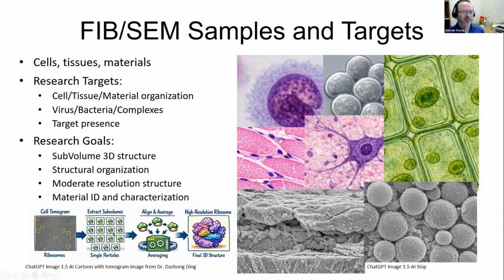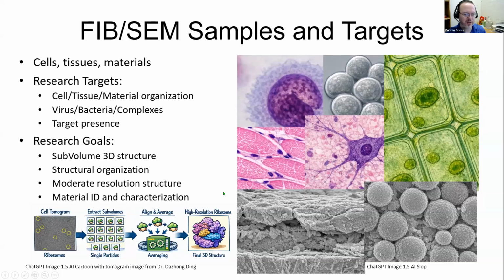Down here, I just have the standard workflow for subvolume 3D structure analysis. Again, this is just a cartoon generated with AI, except for the nice picture of ribosomes in yeast that David had made that I put in here. Basically, you window out individual ribosome volumes after you have a nice tomogram. You extract the volumes, you align them in 3D, kind of like single particle, but now we're in 3D. And we have a bunch of other considerations to worry about, which I won't get into.